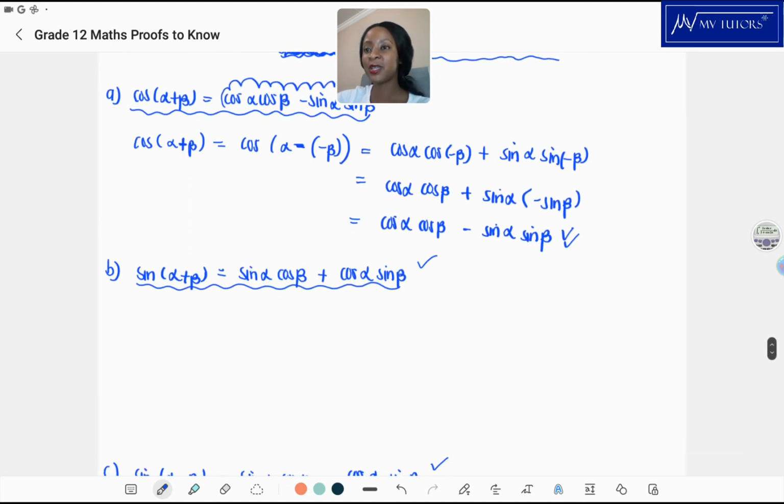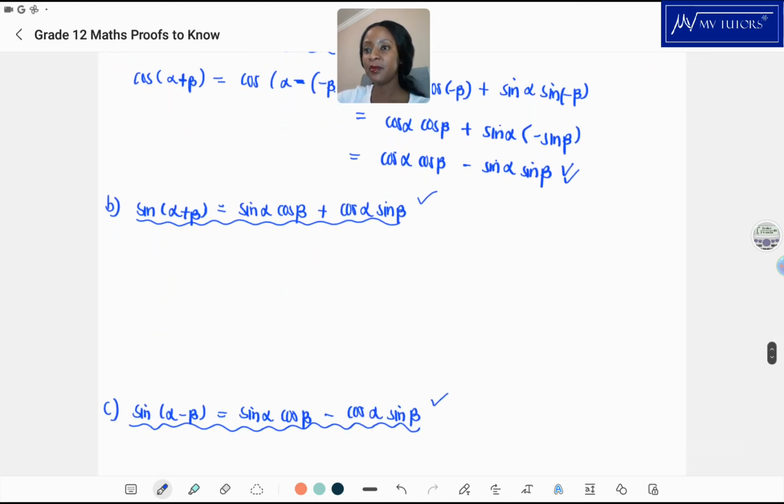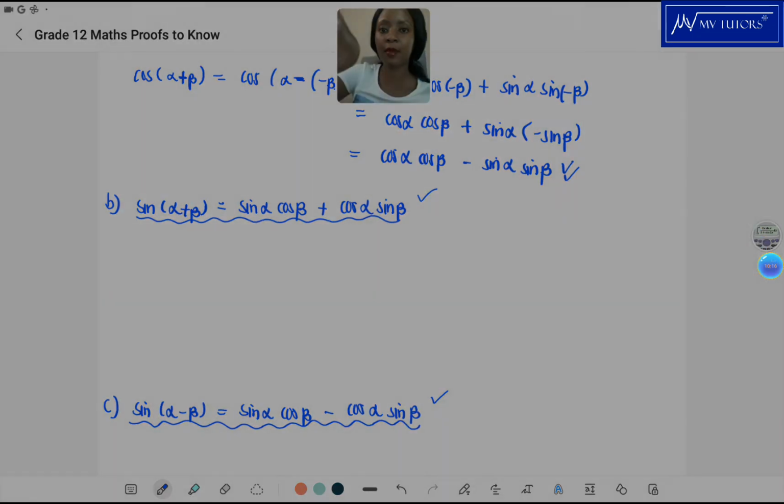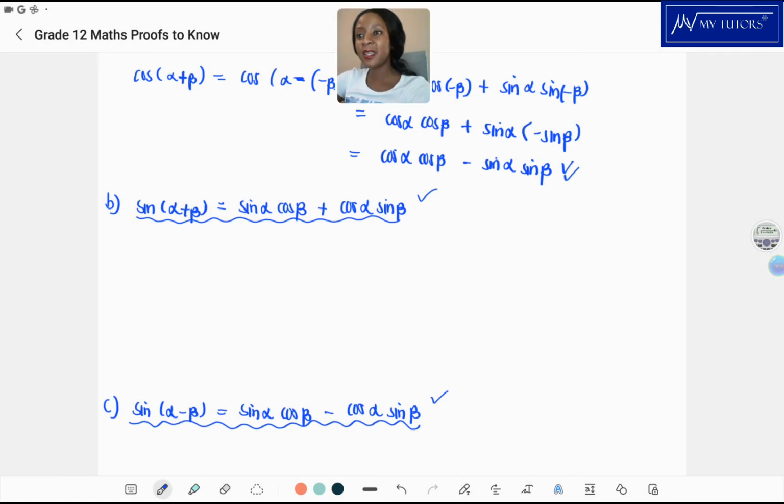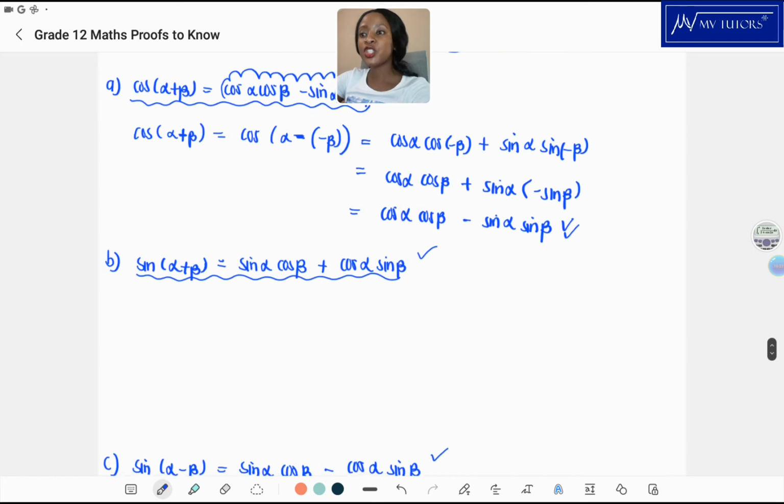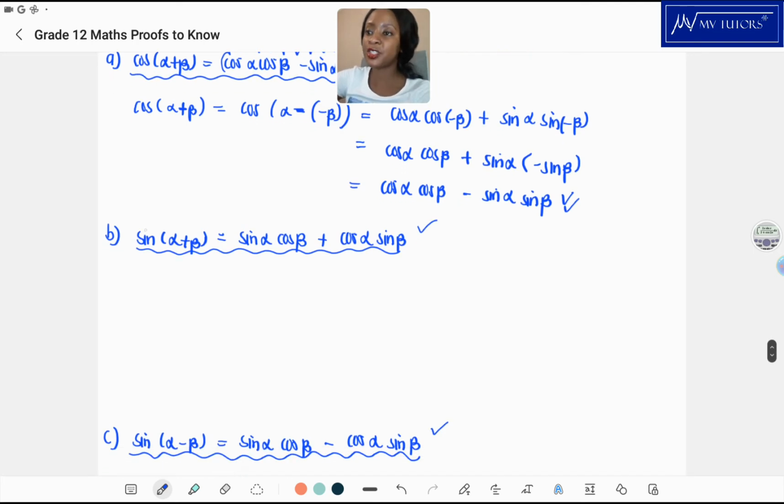So now let's have a look at the second one. All right, so for B, in order to change sine alpha plus beta into a cos, you're going to have to use co-ratios. Okay, I hope you remember them. So we have sine alpha plus beta. We're going to use a co-ratio, so we're going to have cos there. And that cos then will be the 90 minus the angle.